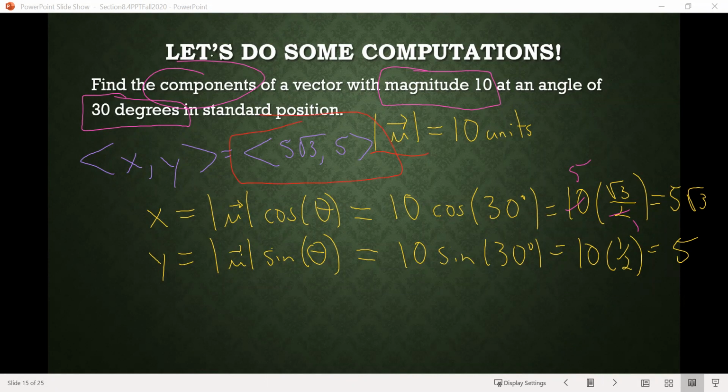All right. Now we can also just do an eye test to see if this makes sense. I'm going to draw a little coordinate axis down here. If we have a vector that has an angle of 30 degrees, that means it starts from the positive part of the horizontal axis, rotates just 30 degrees around, and then has a magnitude of 10 units, whatever that looks like. So this would be our vector u. Notice that its terminal point would be in the first quadrant, which is where 5 root 3, 5 is. So this makes sense.